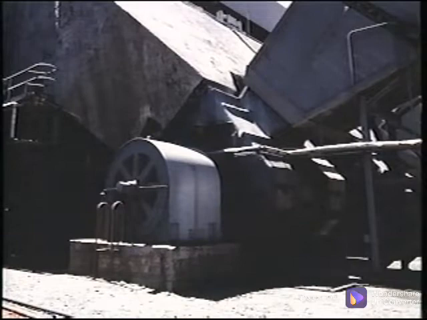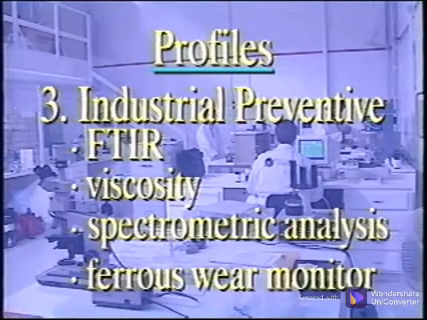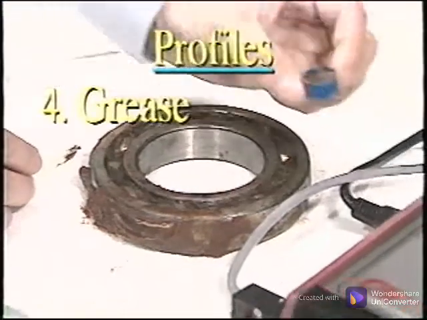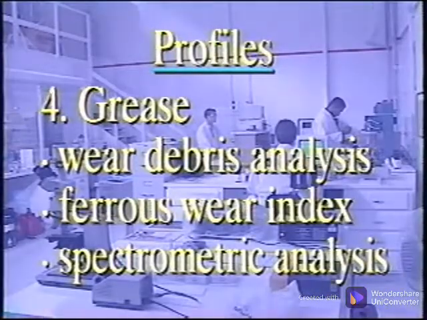The industrial preventive profile includes common pumps, fans, compressors, and engines. Tests should include all measurements the 5100 analyzer performs for contamination, degradation, and wear. The lab test should be the FTIR, the viscometer, spectrometric oil analyzer, and the ferrous wear monitor. The last profile is grease, which should be tested in-house with a ferrous wear monitor. Lab tests should include a wear debris analysis, ferrous wear index, and spectrometric oil analysis.